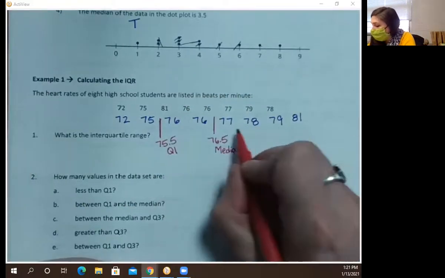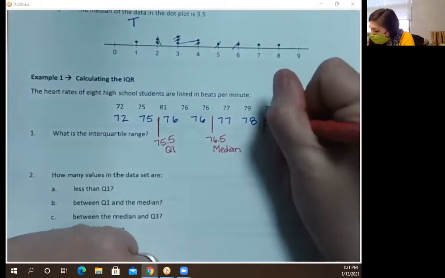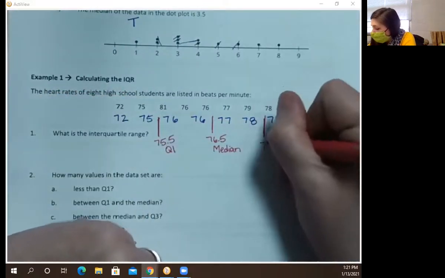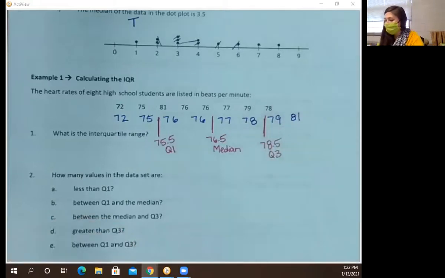And then I've got to split the upper half of my data. So again, I want to find the middle. Be here, 78.5 would be Q3. Now I've split my data into fourths.